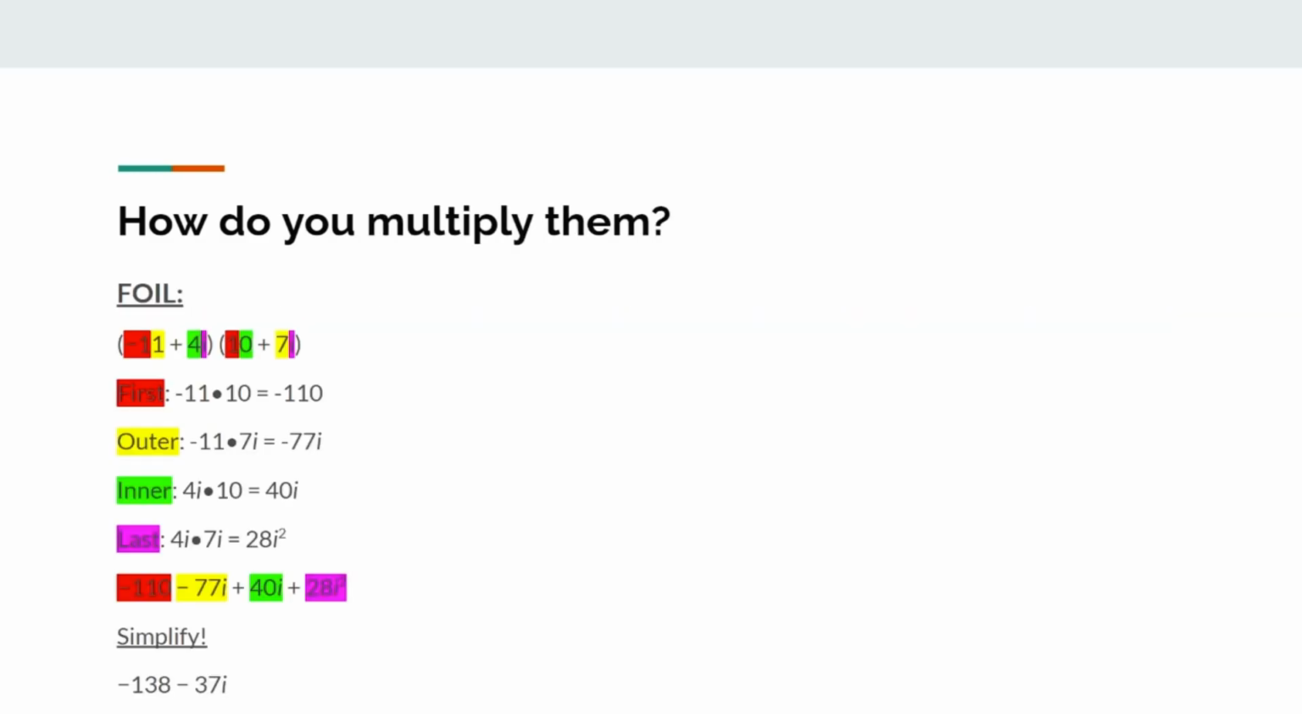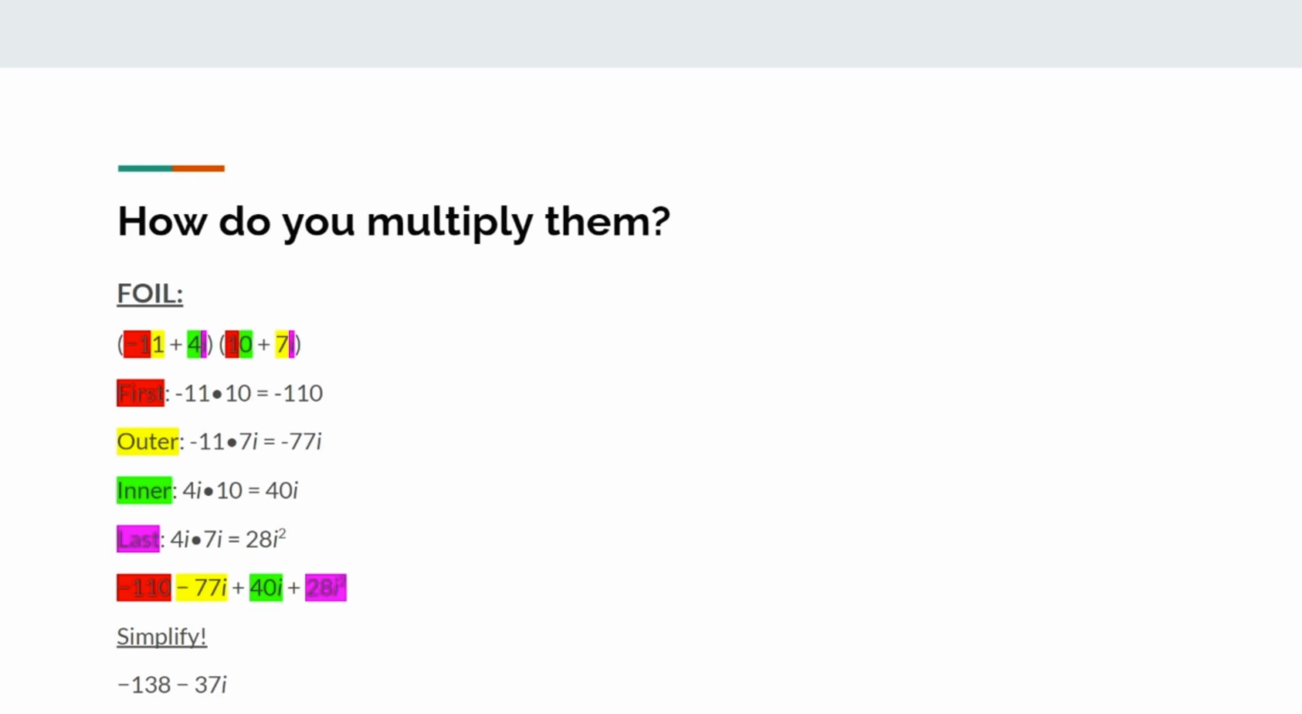When multiplying complex numbers, make sure to remember FOIL, F-O-I-L, or first, outer, inner, last. So multiply the two terms that are in those positions. In this example of (-11 plus 4i) multiplied by (10 plus 7i), first is -11 in the left set of parentheses and 10 in the right, and that gives you -110.